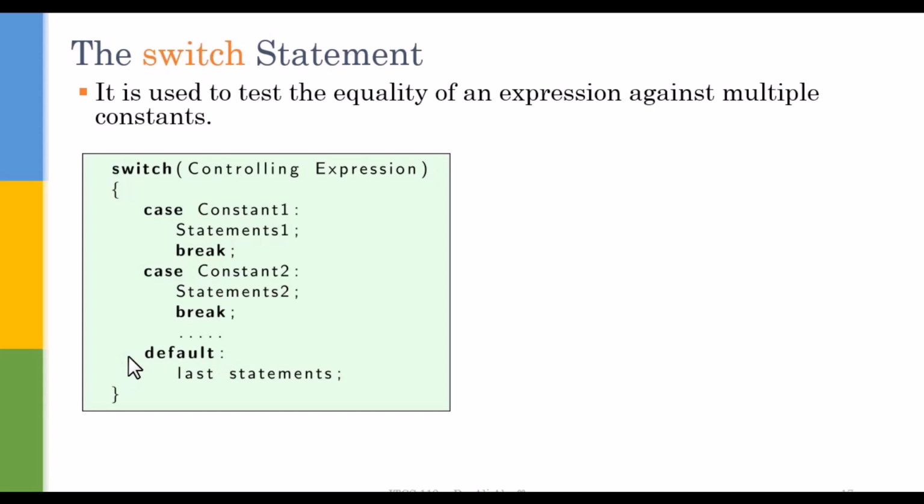The last one is called default, and default is like else, which is the last option available. Each constant tested is followed by a colon. So one variable against many constants: if this variable equals this constant, this statement will be executed, and there is a break in each case. We call each part here a case.